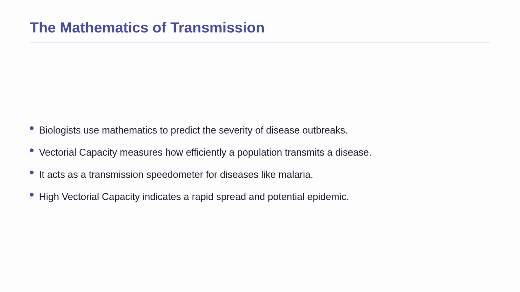Think of it as a transmission speedometer for a disease like malaria. If this number is high, the disease will spread rapidly through the human population, inevitably leading to an epidemic. By breaking down the insect's life cycle into mathematical variables, we can figure out exactly how to stop it.